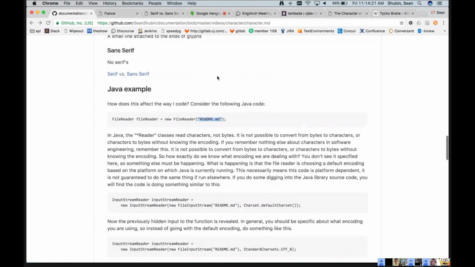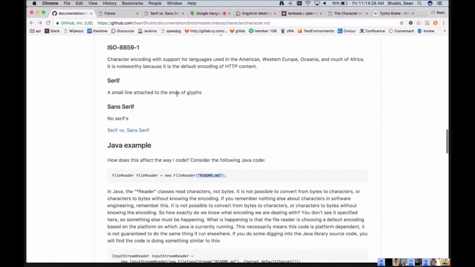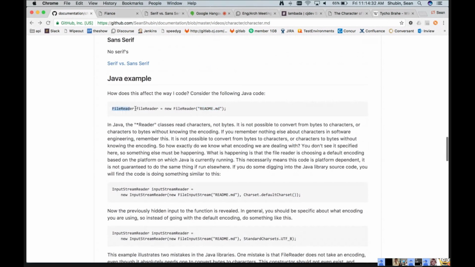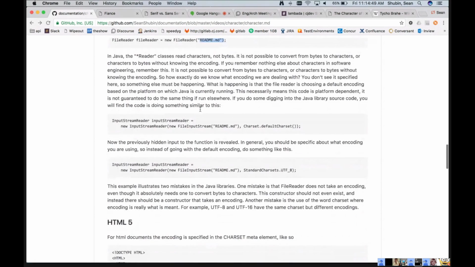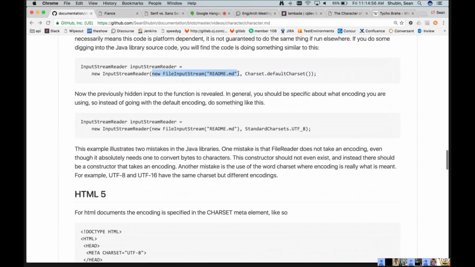So the encoding is just the rules for converting between bytes and characters. Essentially that is what the encoding is. So when you see this code here, you see, oh, I'm getting characters because this is a reader, but I don't have an encoding. That should tell you that something's up. Something's going on that you're not seeing. And what you're not seeing is that this is actually using the default encoding. If you dig into the source code, let me make this a little bigger, you'll see it's doing something equivalent to this. It's actually creating a new file input stream. Now a stream reads bytes, and then it wraps it in a stream reader to convert bytes to characters, and here's the charset it uses. If you look at the code, it actually just grabs the default charset.